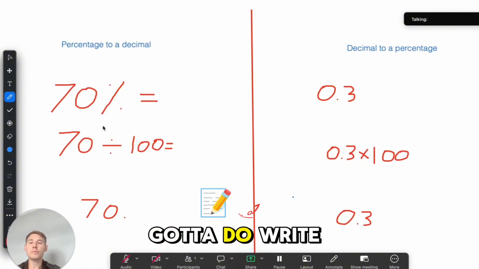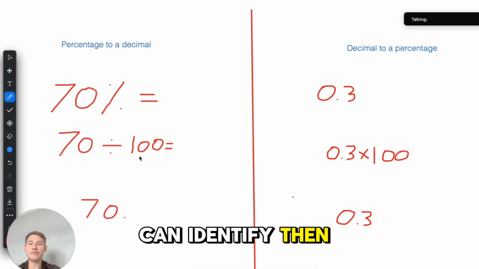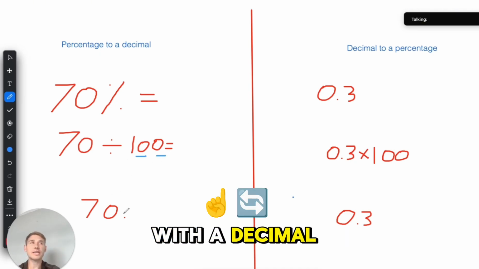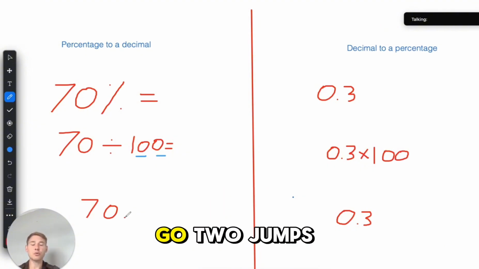So all you've got to do, write down 70 divided by 100. And then you can identify how many zeros on 100: 2. Write 70 underneath with a decimal point on the outside of the lowest digit. And then we're going to divide. So we're going to go 2 jumps to the left.